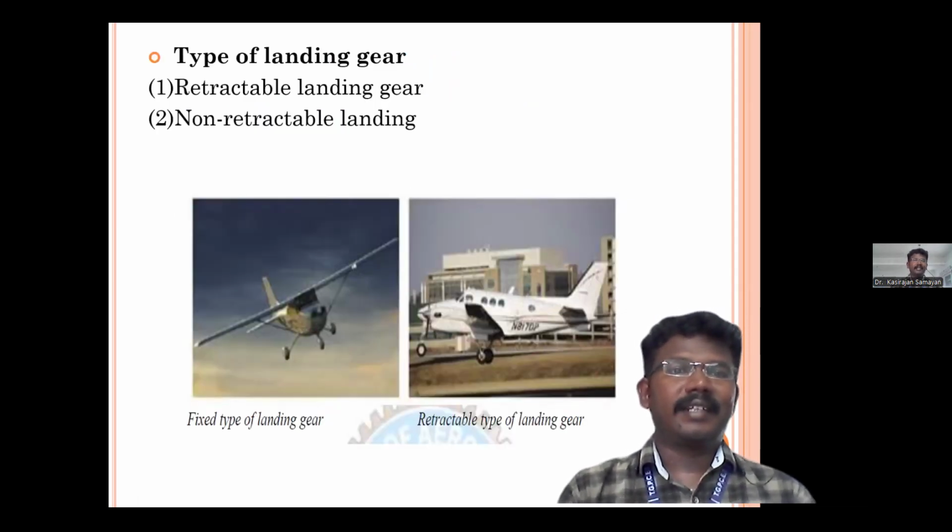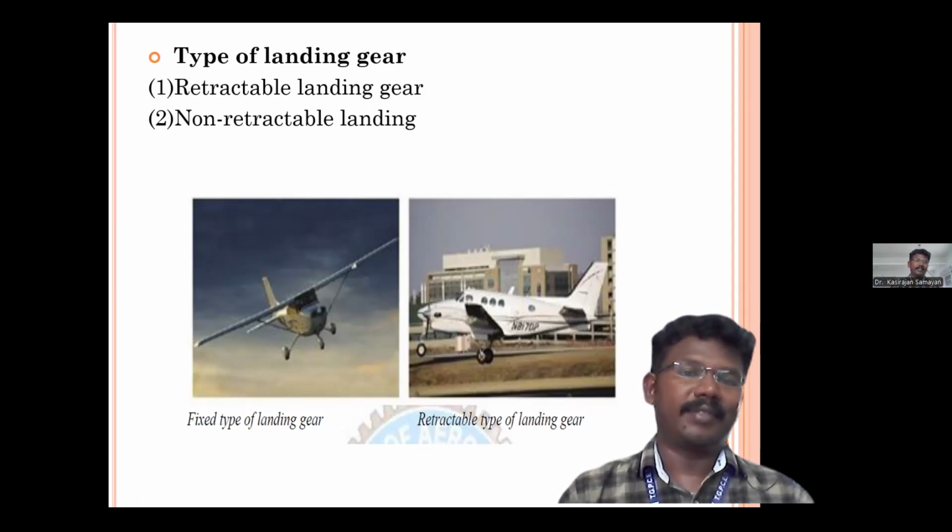Then we are classifying the aircraft based upon the landing gears. In total, there are two types of landing gears. One is fixed landing gears, another one is non-fixed landing gears. Fixed landing gears, another name is non-retractable landing gears. We use this type of fixed landing gears when we are going to design small compact aircraft, only two-seater or one-seater like that.